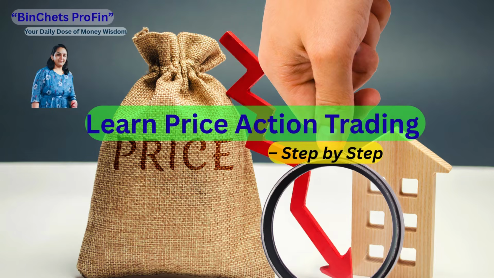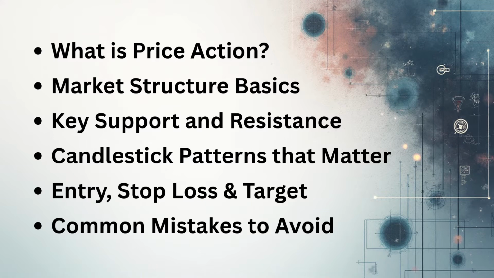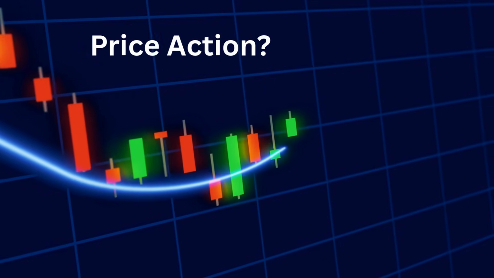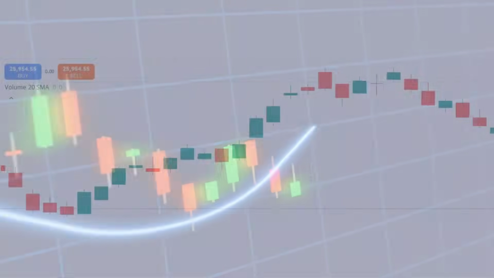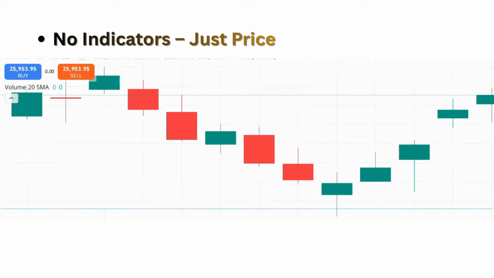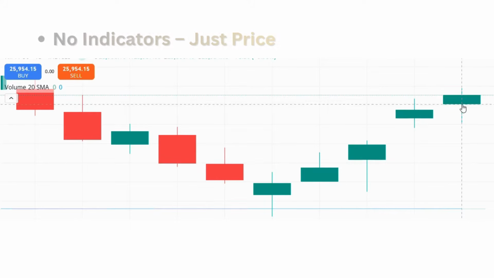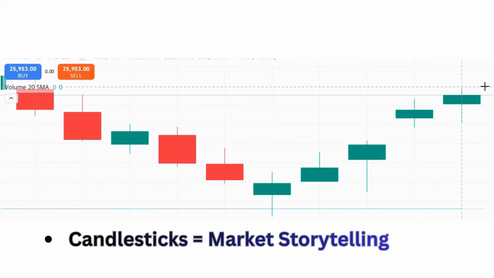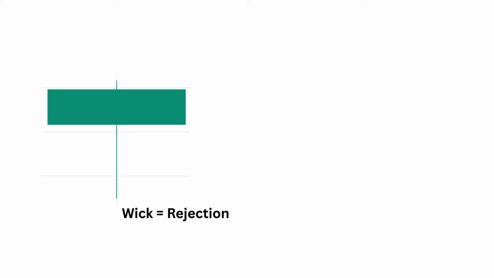In this video, we'll first of all know what is price action. Price action simply means analyzing the movement of price on a chart without relying on lagging indicators like RSI or MACD. Every candle, every swing tells a story of buyers and sellers fighting for control. Each candle tells a story. Here, the wick shows the rejection and the body part shows the strength of the buying or selling.